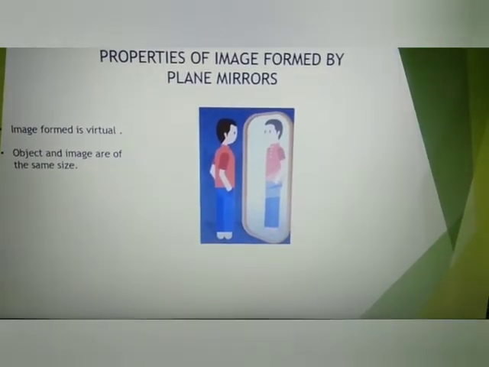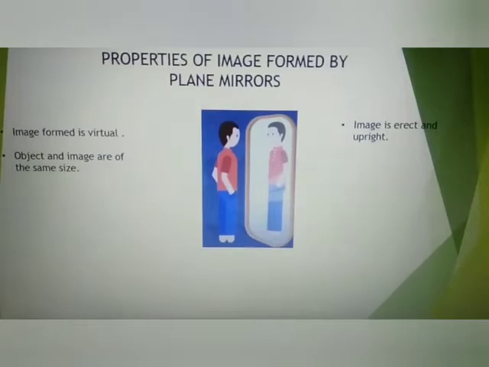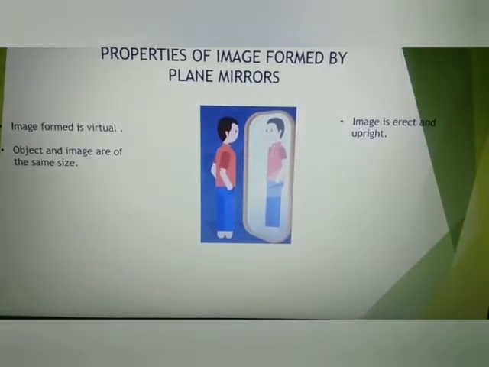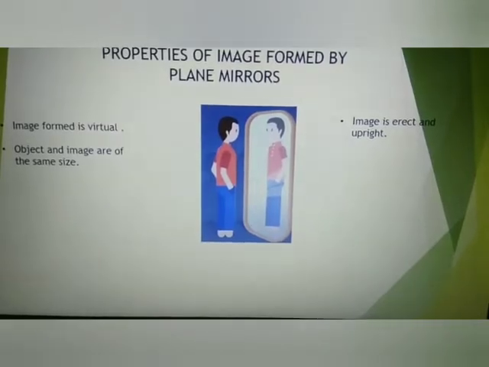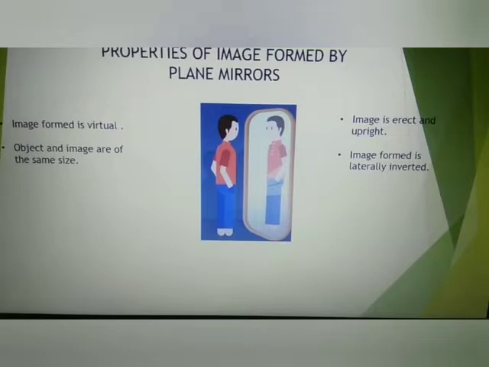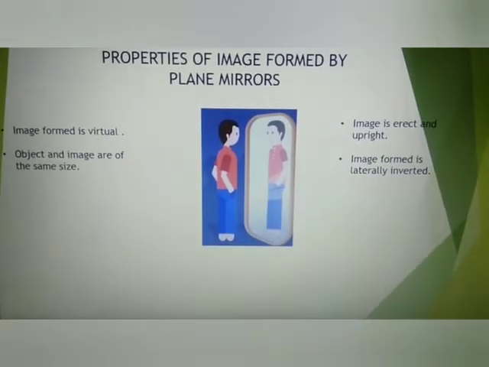Object and image are of the same size, that you can see in the mirror. Image is erect and upright. That means it is not upside down. Image formed is laterally inverted. That is, left of the man appears to be right and right appears to be left.